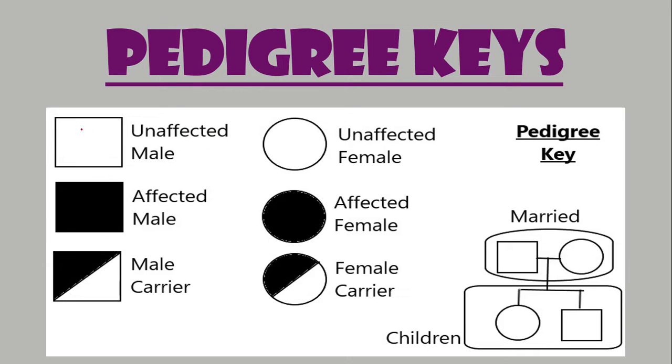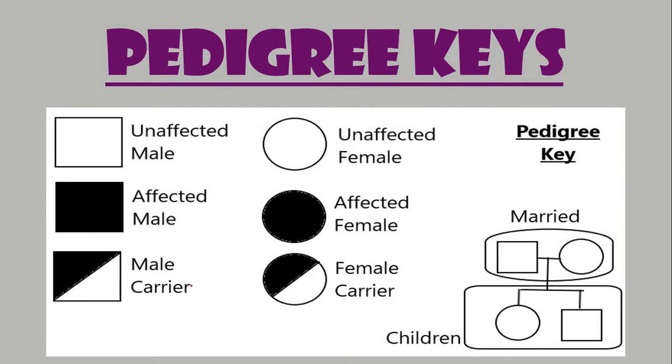So, talking about males, if the box is not shaded in, that means they're unaffected. And if they are shaded in, they're affected. That means that they have whatever you're talking about, like rolling your tongue or hemophilia. Males who are half-half are carriers, and this only works when it's not a sex-linked pedigree. Females are the same way. Female circles not shaded in are unaffected. Female shaded in circles are affected, and female half shaded in are carriers.